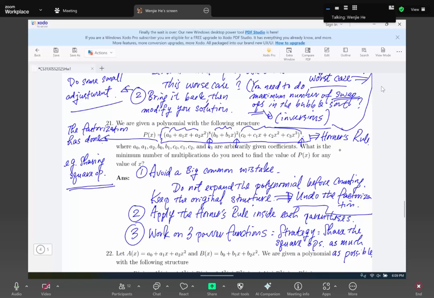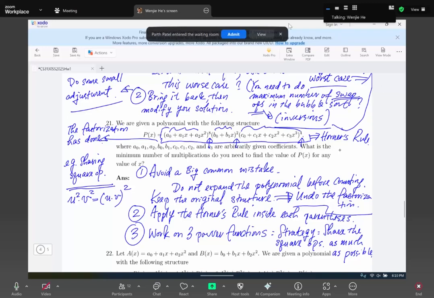What do I mean? Let me give you the simplest possible example of square sharing. So U square times V square. When you calculate that, the better way is to share the square. You put U times V inside the square, so they share the same square. Do not do the squares independently.